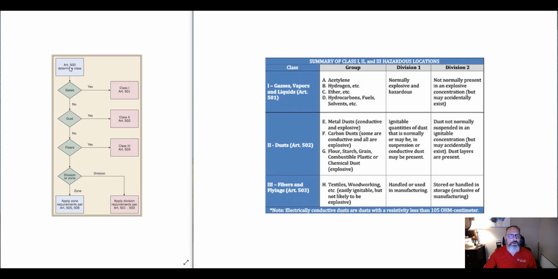Again, over here on Article 500, we help determine the classes, and we would have a Class 1 gas, Class 2 dust, Class 3 fibers, and then we would go to find those in Class 1 is 501, Class 2 is 502, Class 3 is 503, and these are articles in the National Electrical Code.